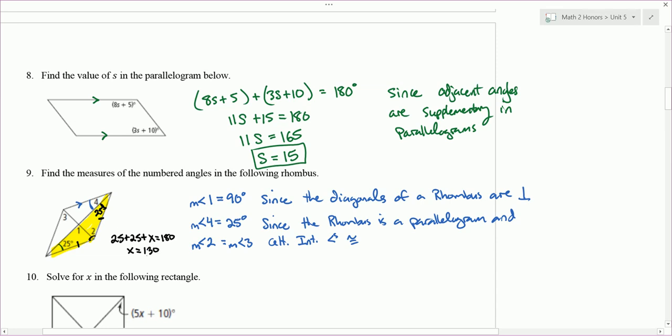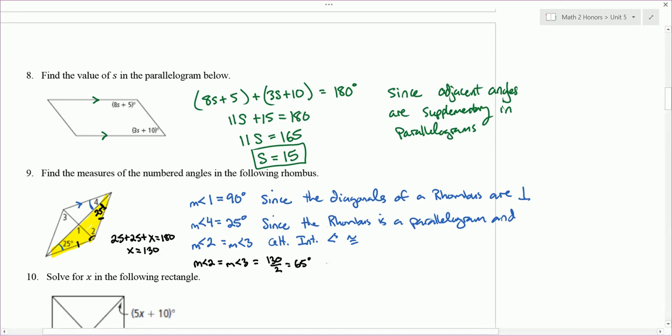And angle 2 is half of that, because the diagonal of a rhombus bisects the angles, and so the measure of angle 2 and the measure of angle 3 is going to be 130 divided by 2, which is 65 degrees.